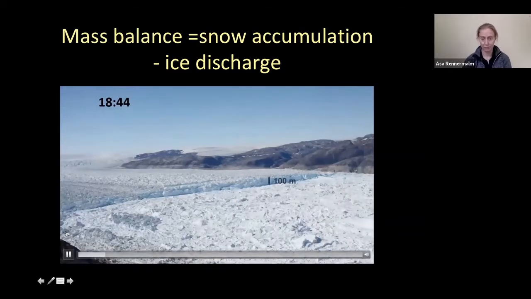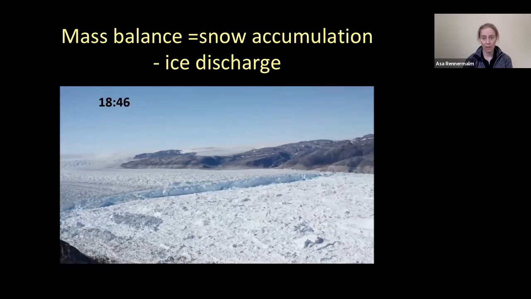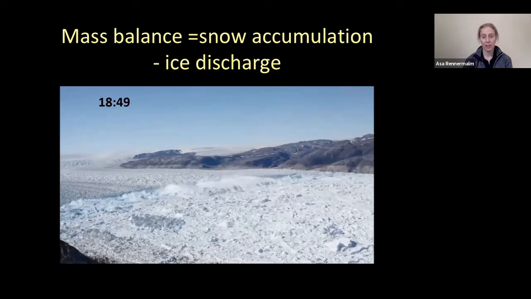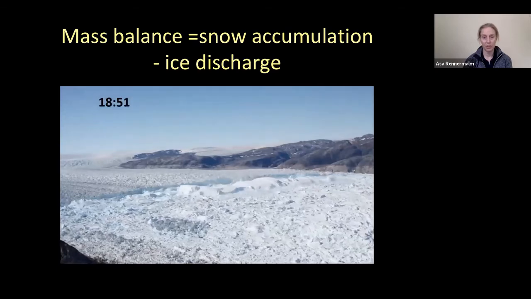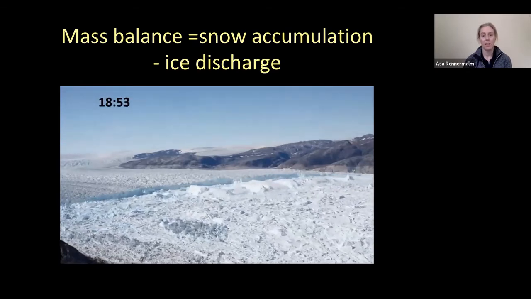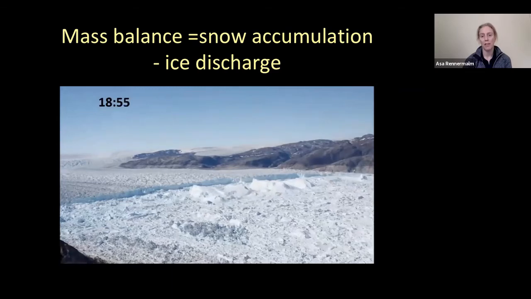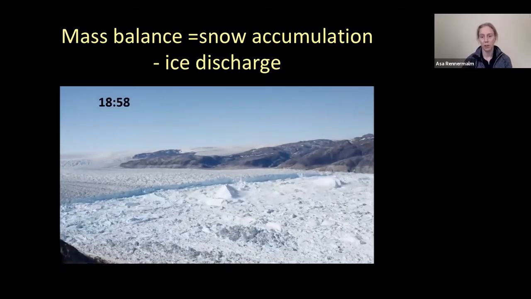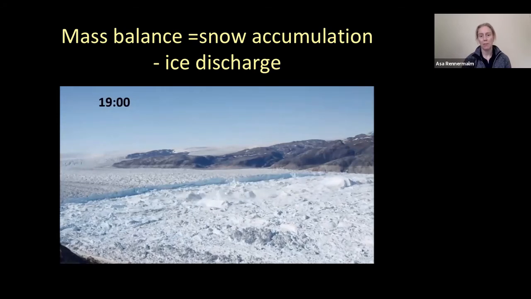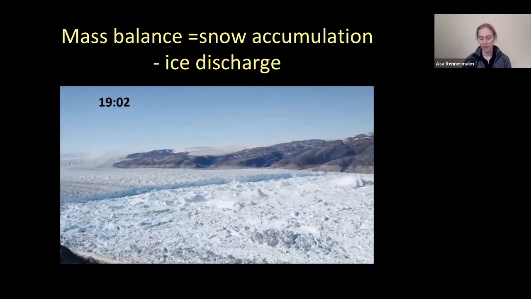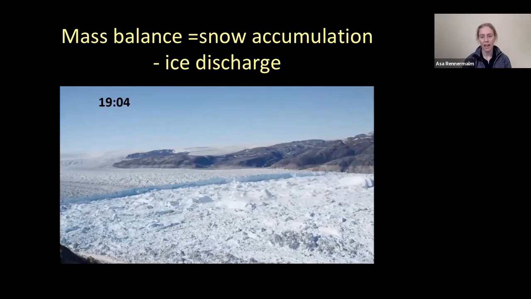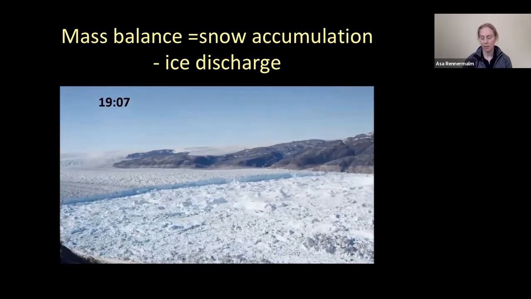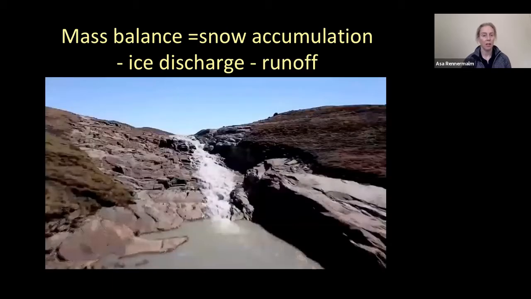This is just the coolest video ever of a calving outlet glacier from Greenland. And so what you're seeing here is the ice flowing out into a fjord, and then big icebergs break away and flow out into the ocean. So this is one of the main ways that the ice sheet is losing mass and adding fresh water to the ocean. And then we have the thing that I'm studying, which is runoff.